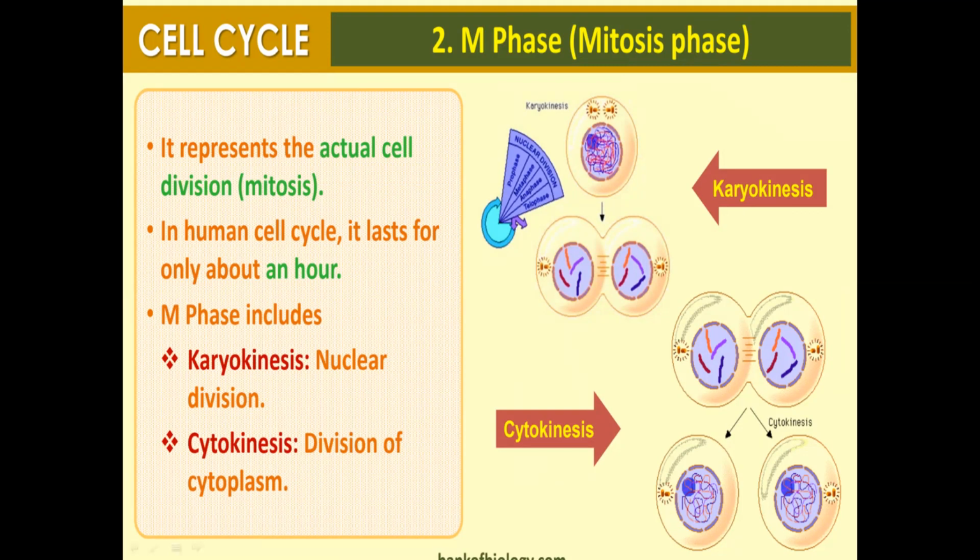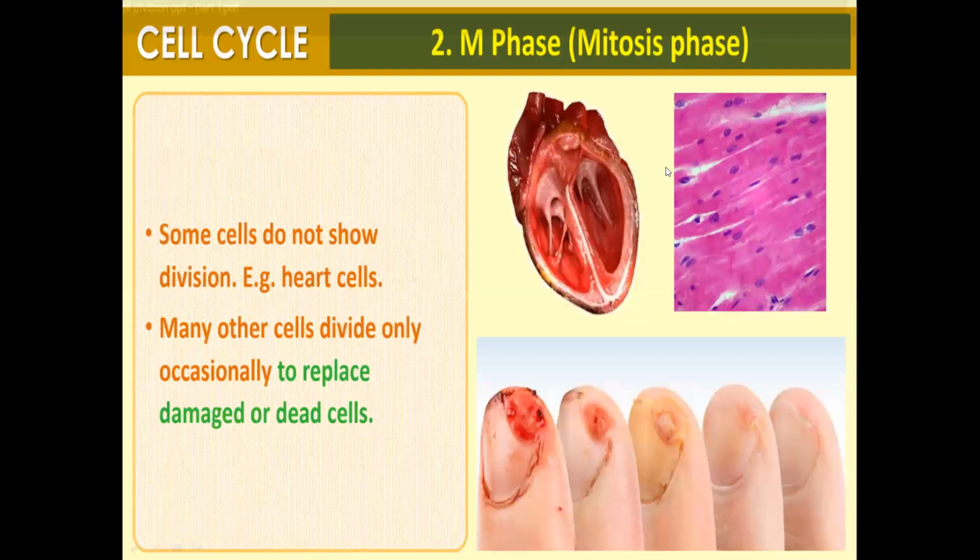So write these last 2 points. The next slide. M phase, some cells do not show division. Example, heart cells. Many other cells divide only occasionally to replace damaged or dead cells. The heart cell never divides after a certain age. And some cells divide only for replacement if there is any wound and all.